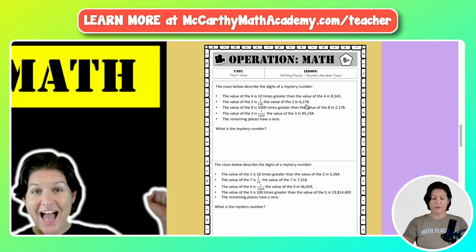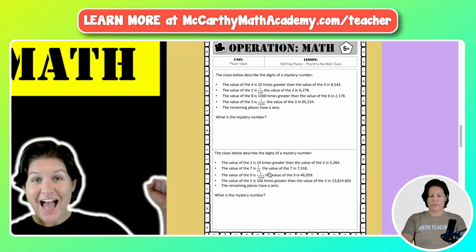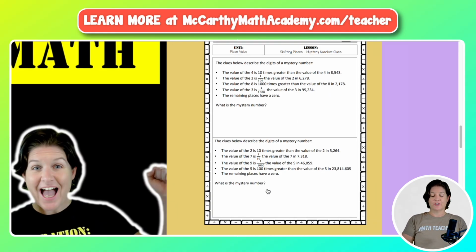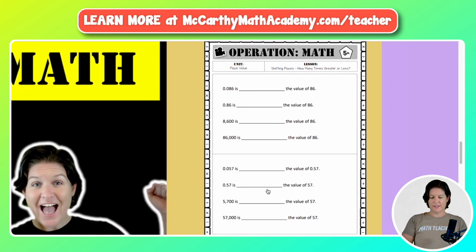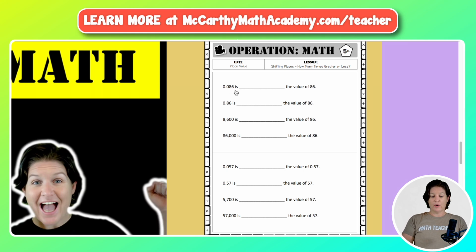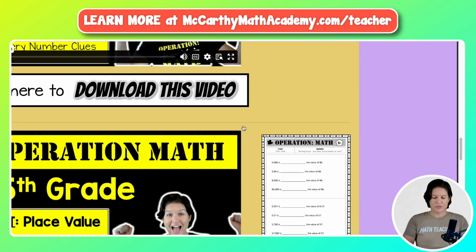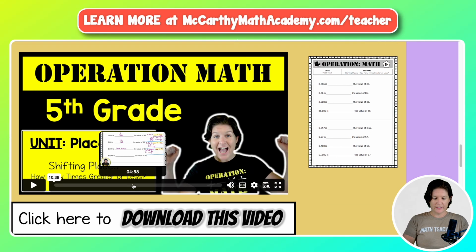So we've got the clues for a mystery number, and we're going to break it down in that video lesson to determine what that mystery number is. This one, I really noticed that when we had students fill in the blanks for statements, they needed practice where we're removing values here. So for this lesson, we're actually saying how many times greater or less is it? So writing out the statements. Let me show you what that would look like in the video.